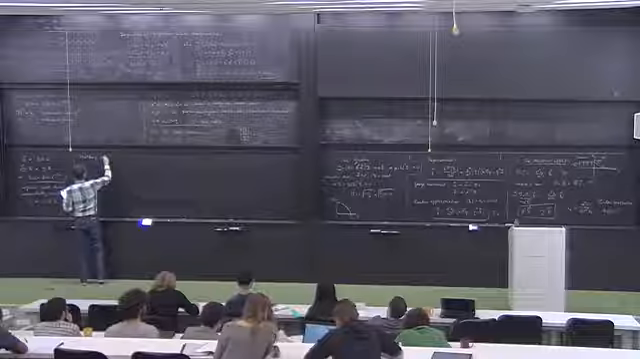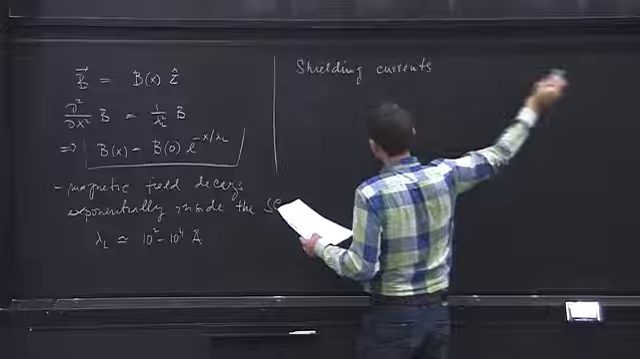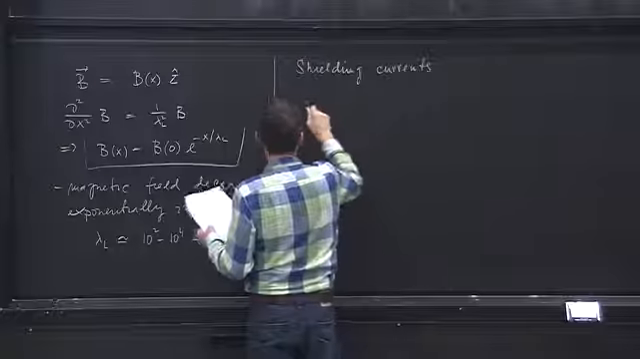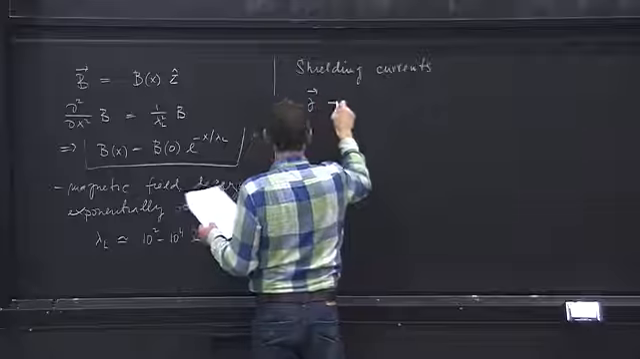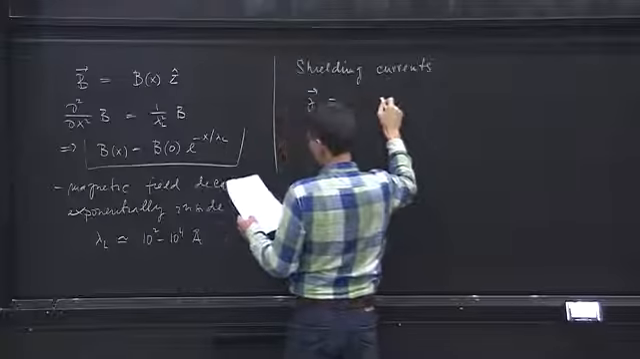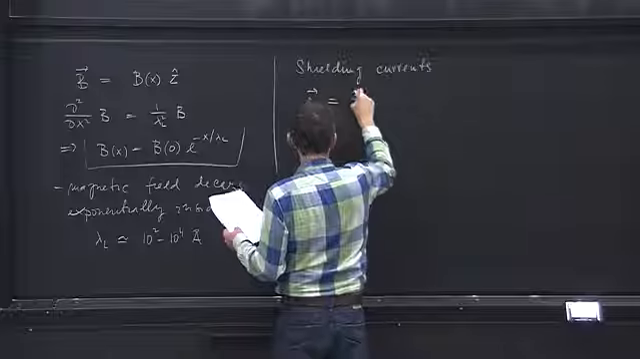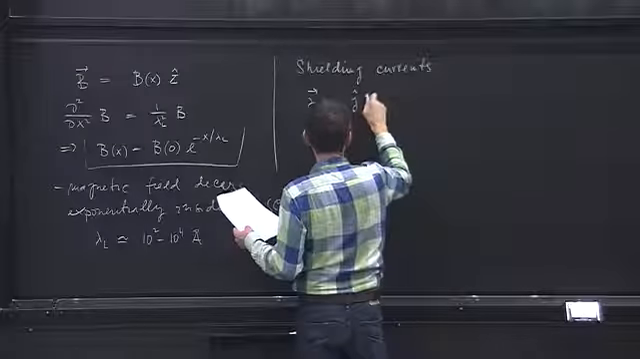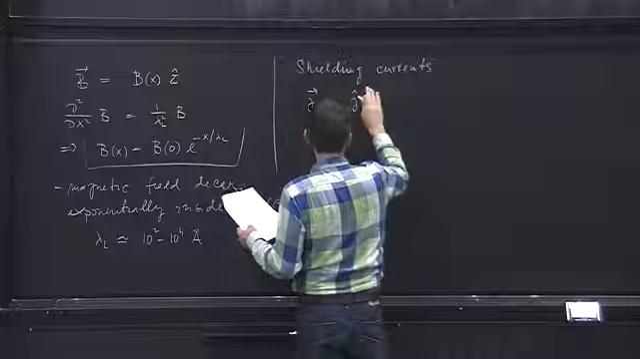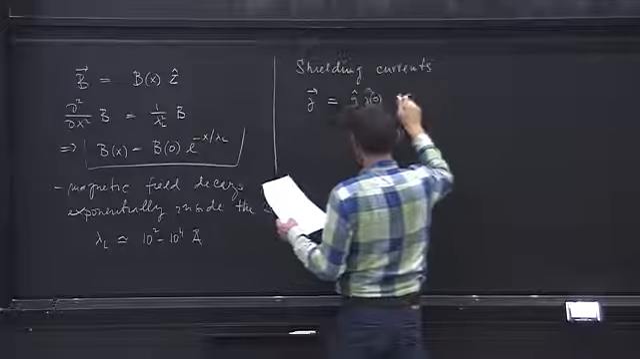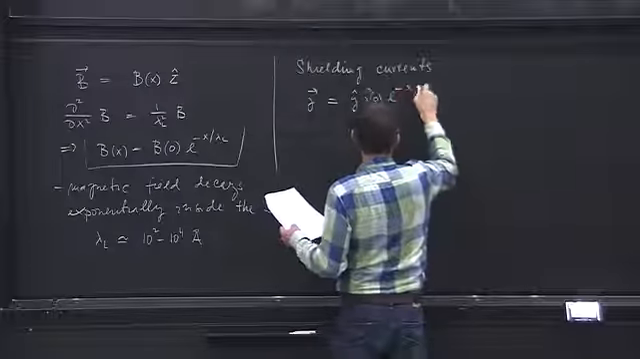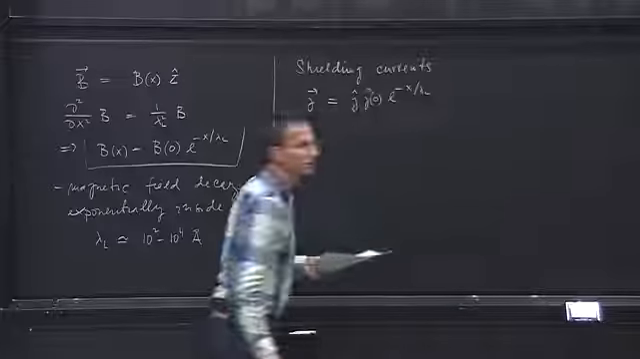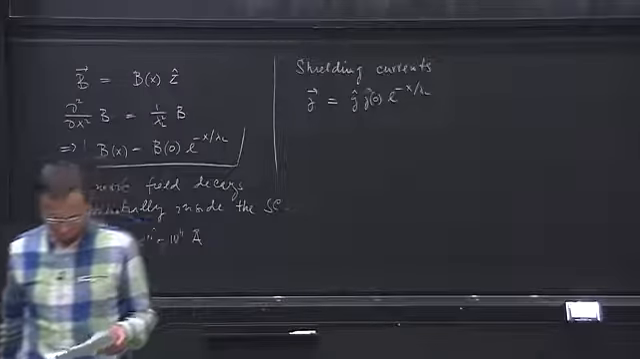Shielding currents. And one can solve for the current as well. Let me just write the result here. In this geometry, the current inside the superconductor would be along the y-axis. There would be some J naught, and then it would decay exponentially also into the bulk. Okay?